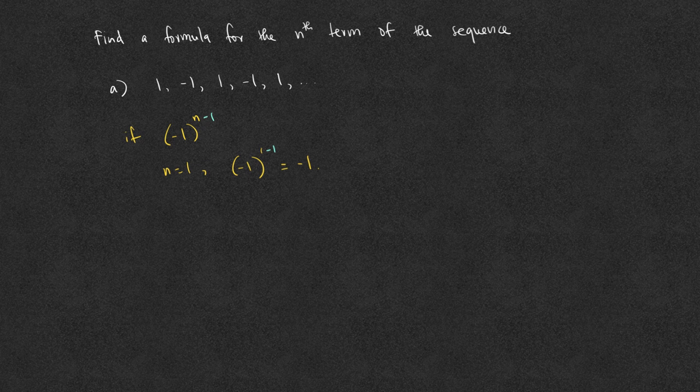But 1 minus 1 is 0, and -1 raised to the 0 power is positive 1. When n equals 2, n is now 2, and then we have minus 1, which is -1 raised to the 1 power, which is -1. So the second term is -1. And so we know for sure that the nth term is a sub n equals -1 raised to the n minus 1. Note that if we use n plus 1, it will work in this case as well.